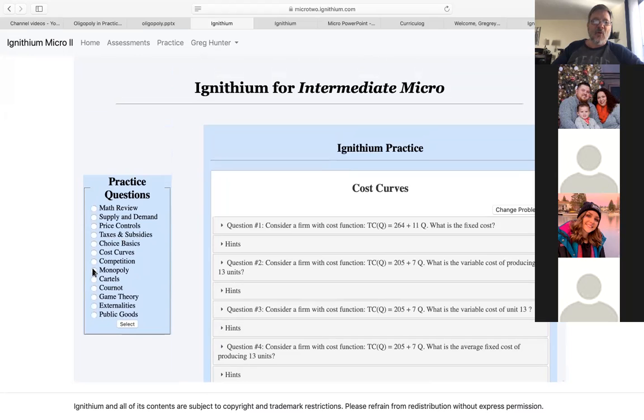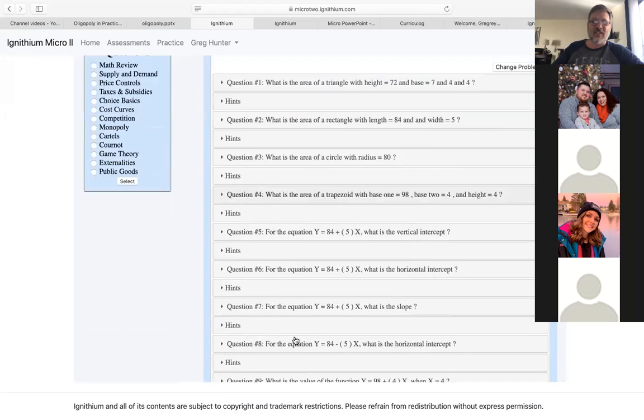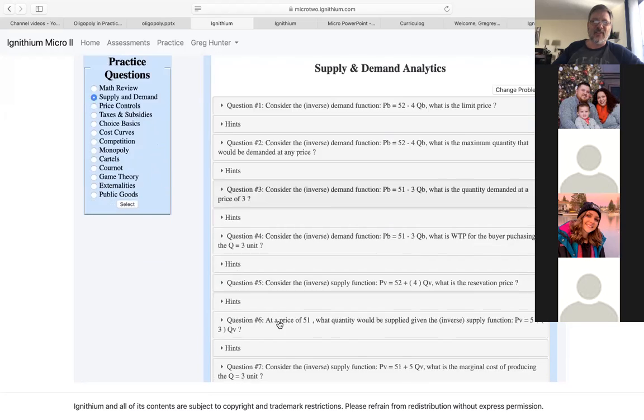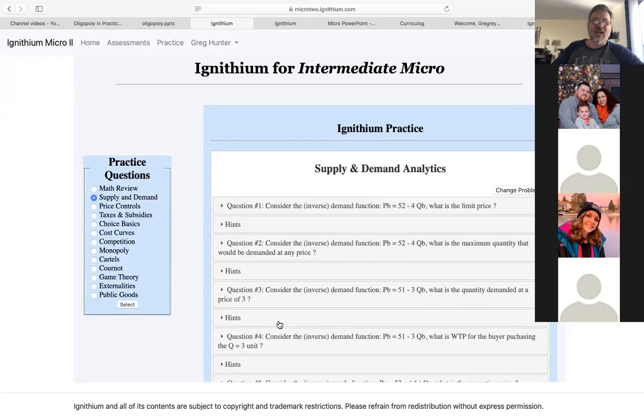And on Monopoly, we're skipping competition. You notice I don't have anything on competition. It just has a link to the math review. Okay. And the reason for that is that actually all the stuff up here, supply and demand, you guys have already done competition, right?